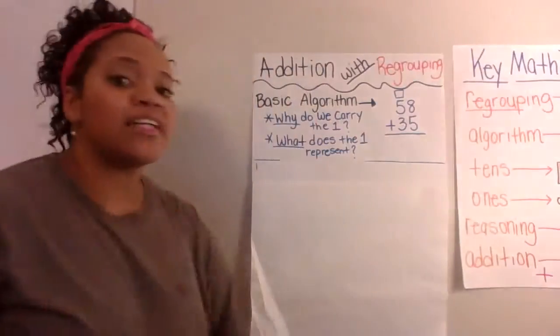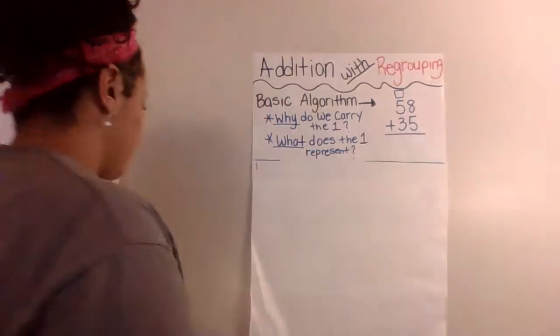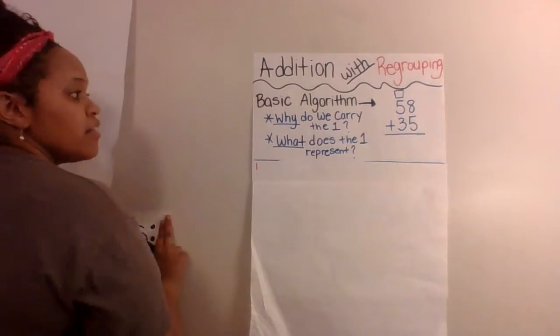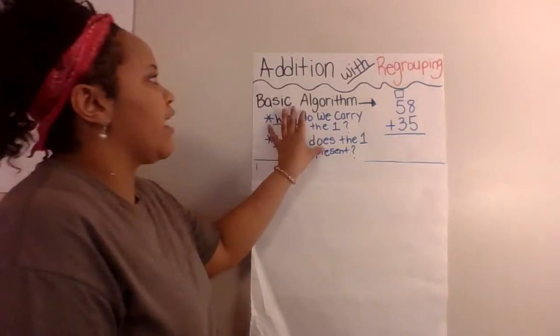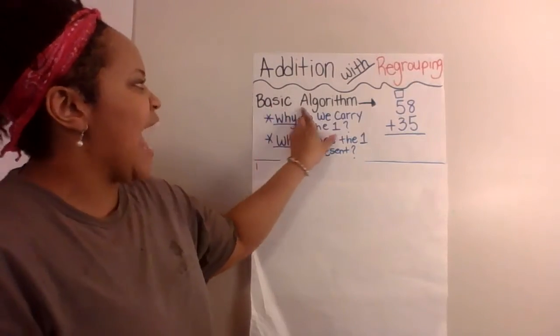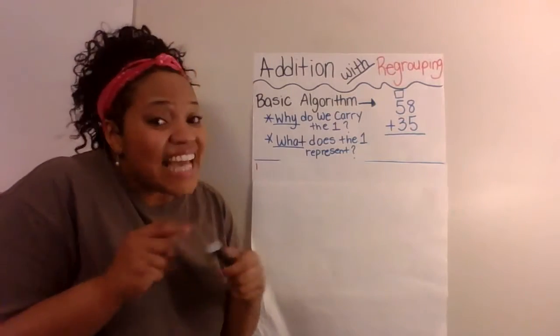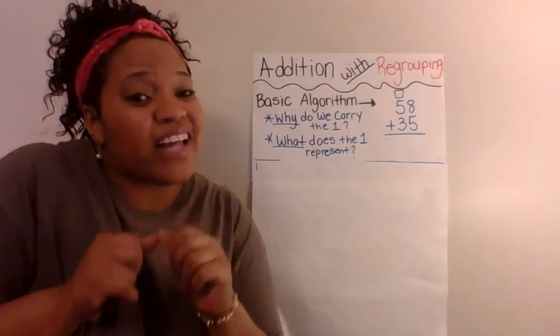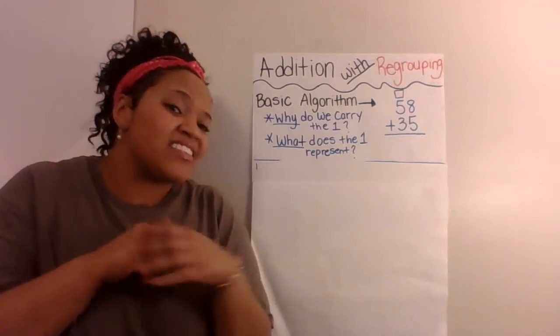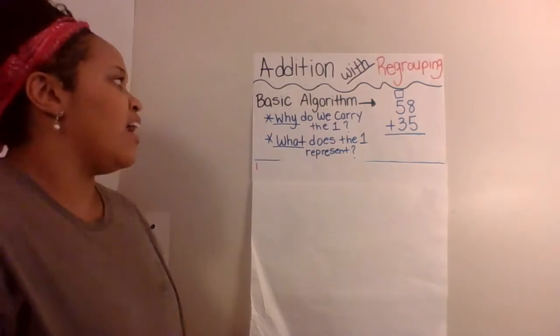Okay, so let's look at what we have right here. Let me get them out of the viewing area. This right here says addition with regrouping. So we have the basic algorithm, that's one of those key terms. And this is how we all learned how to do it, like your moms and dads and aunts and uncles. This is probably how they learned how to do math.